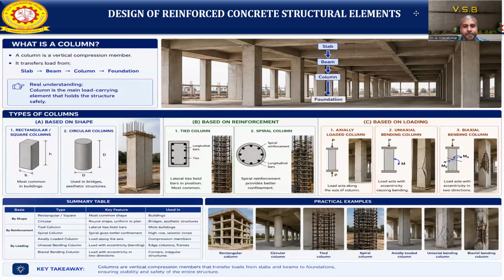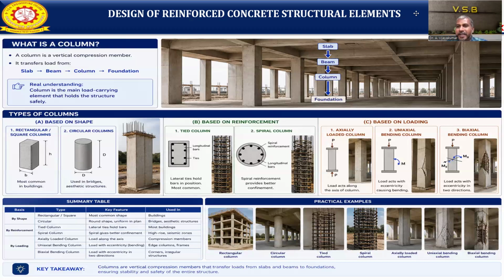Uniaxial bending: a load with eccentricity causes bending in any one direction. It will be faced by the edge columns in the frames, and the corner columns most of the time face uniaxial bending. Then biaxial bending: a load with eccentricity in both directions, at the corner or irregular shape of the structure. That we can see in the biaxial bending of columns.